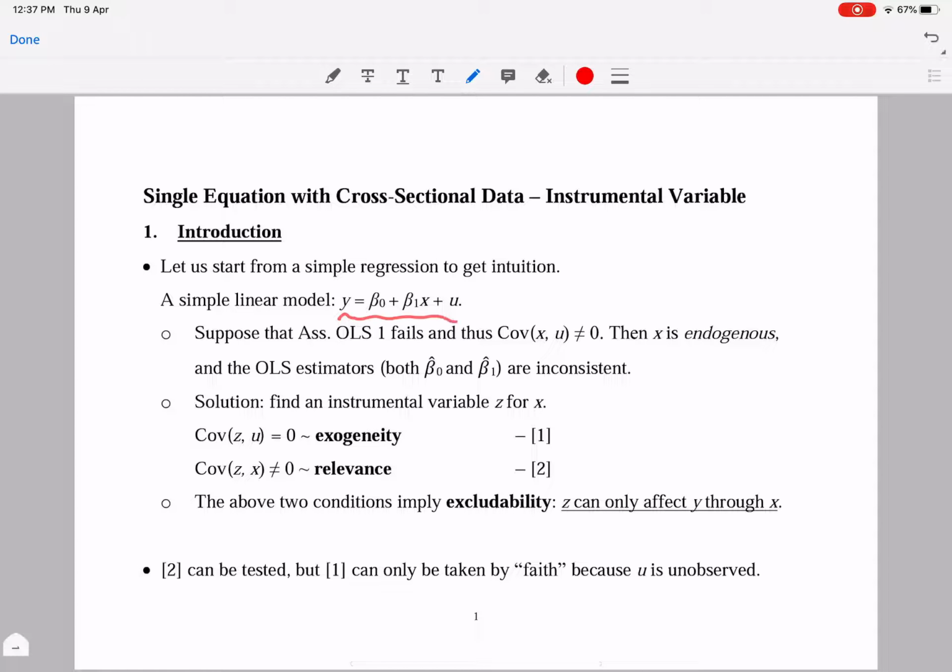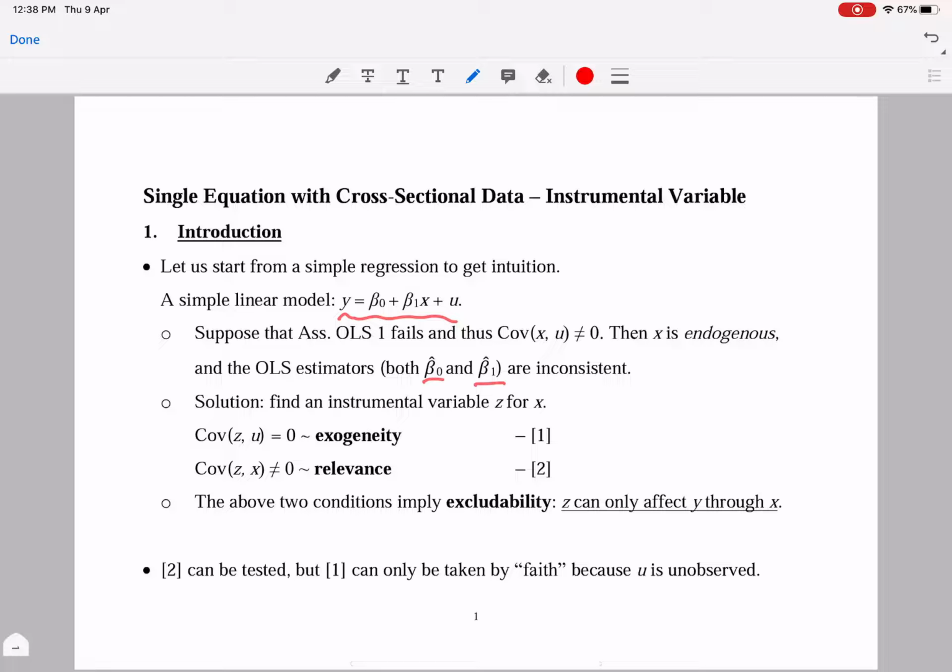Let's start with a simple regression model like this. So if the OLS1 fails and x is correlated with the error term u, then we say x is endogenous and the OLS estimators are inconsistent. We know both the estimates for the intercept term, beta 0 hat, and for the slope term will be biased or will be inconsistent.